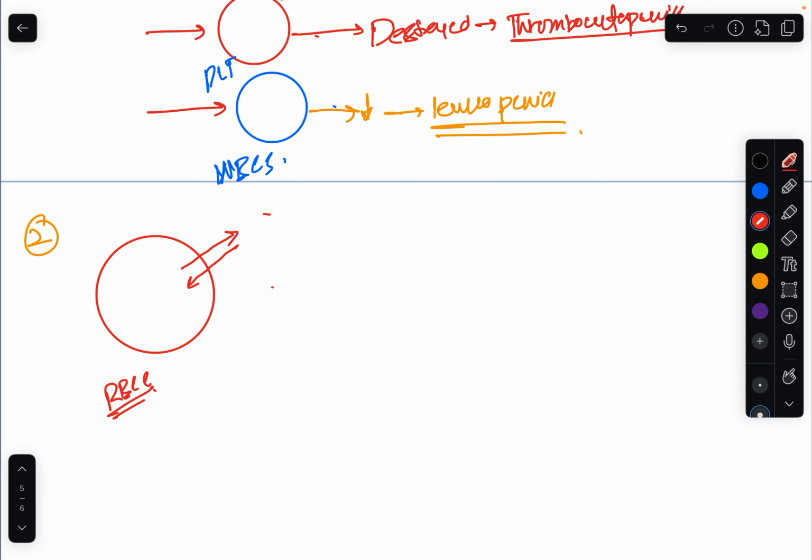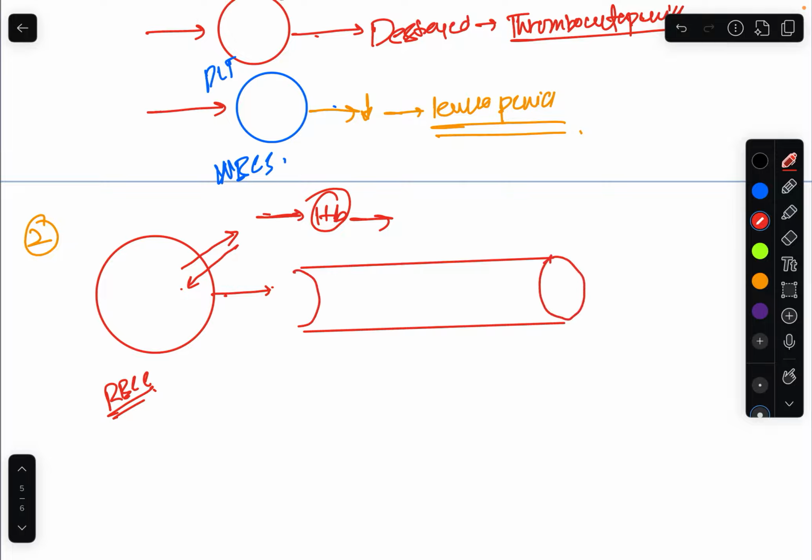So what are those things? First is hemoglobin. So we will measure the serum hemoglobin concentration. So when RBCs are ruptured, hemoglobin is released into the circulation. So hemoglobin will come into the circulation. Initially, hemoglobin concentration will increase.